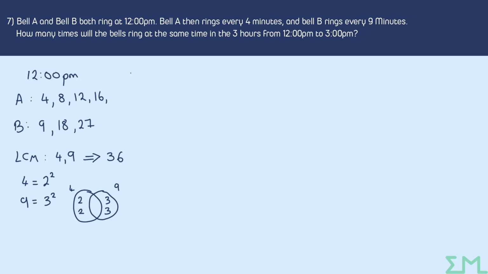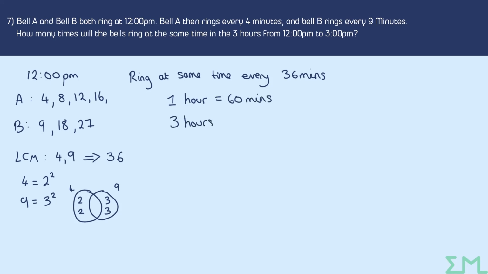That means that they will ring at the same time every 36 minutes. Now we just need to work out how many times this happens in 3 hours. Don't forget that 1 hour is 60 minutes, which means that 3 hours will be 180 minutes. So this question is basically asking us to do 180 divided by 36, because that will tell us how many lots of 36 go into 180.